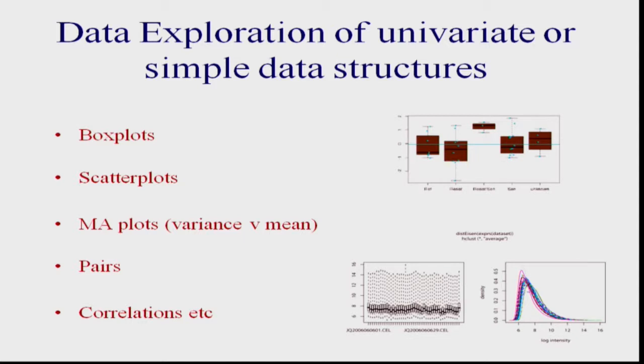So for univariate structures, box plots, scatter plots, MA plots, where you plot either the difference or the variance versus the mean to see what the structure is between the variance and the mean, if they're dependent. Pairs plots, correlation plots, these are all very, very useful things to do. I think Rafa may talk about these a bit more anyway as well.